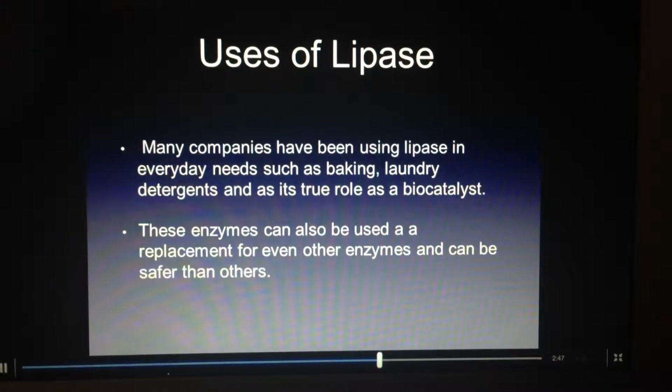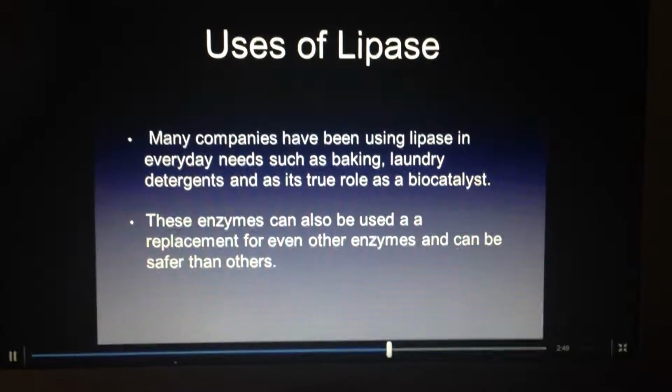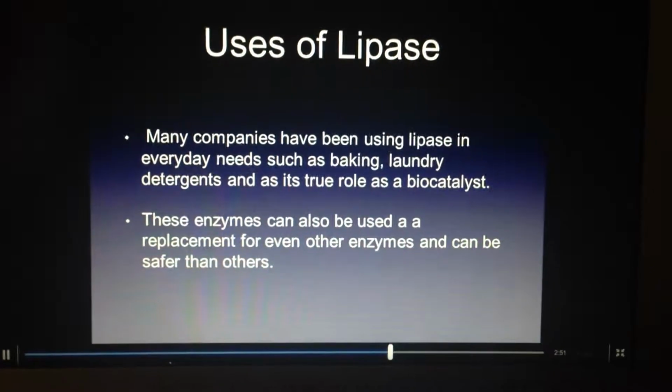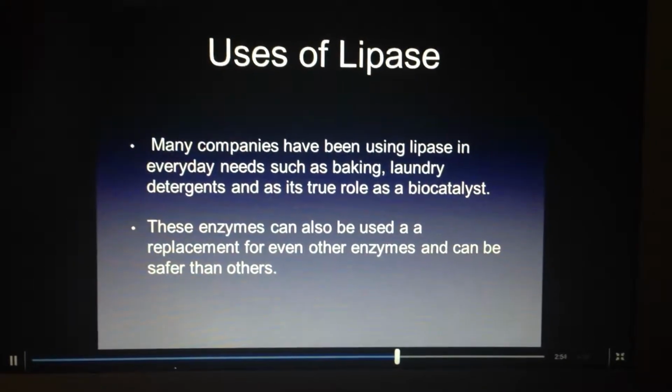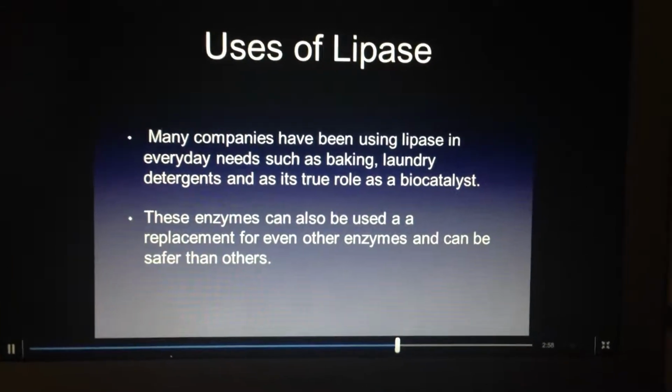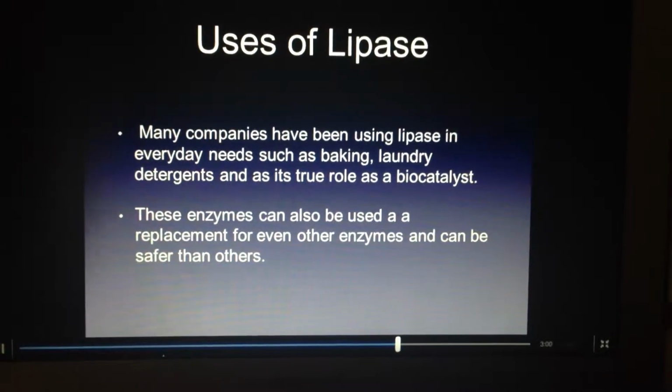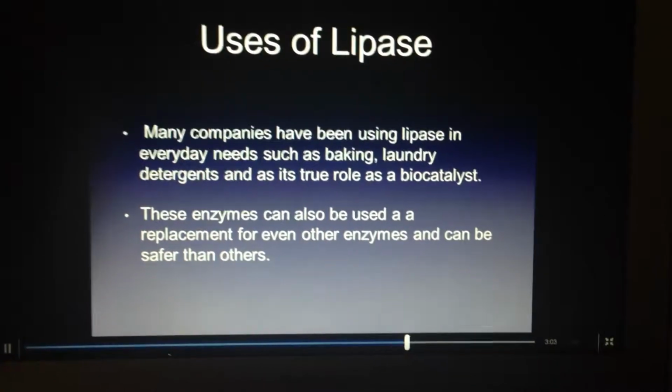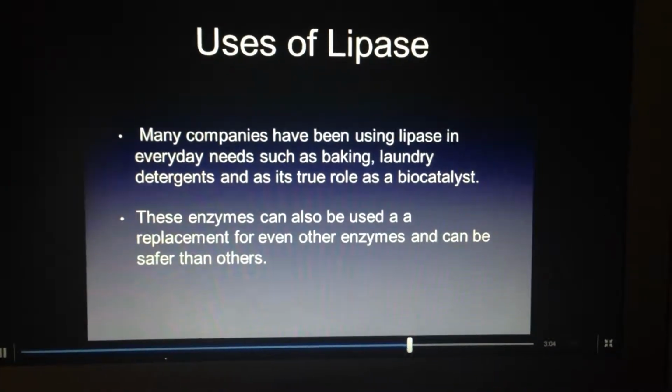Lipase can be used for various reasons. In today's age, many companies have been using lipase in everyday needs such as baking, laundry detergent, and as its true role as a biocatalyst. These enzymes are also used to replace other enzymes, and they can be used for different functions, and in many cases they're even safer than others.